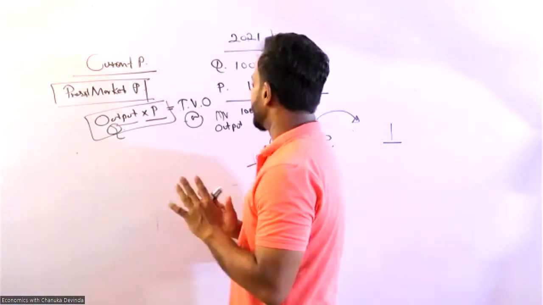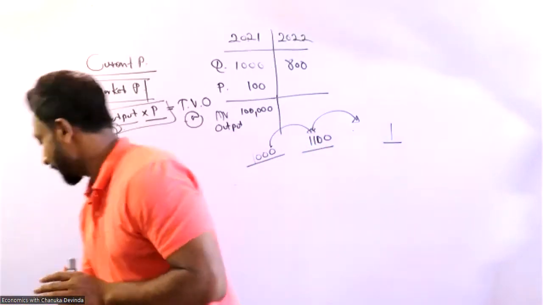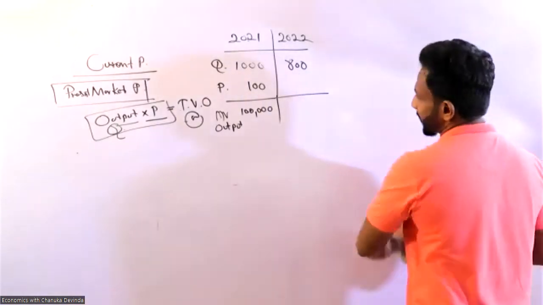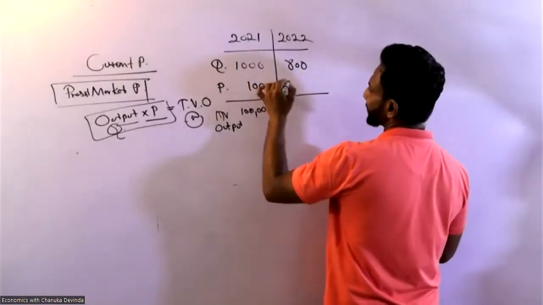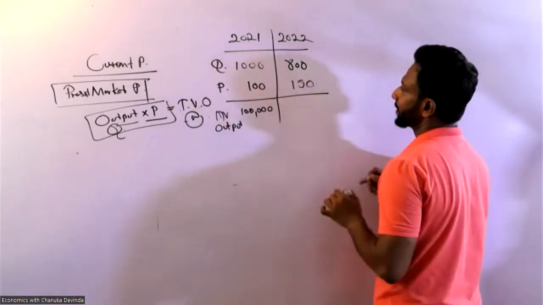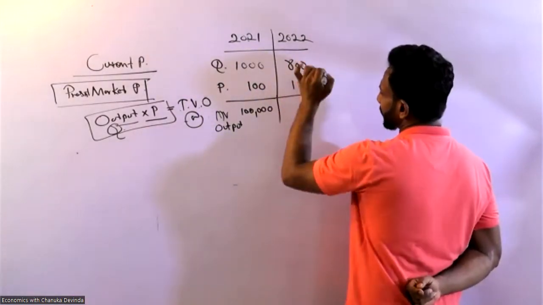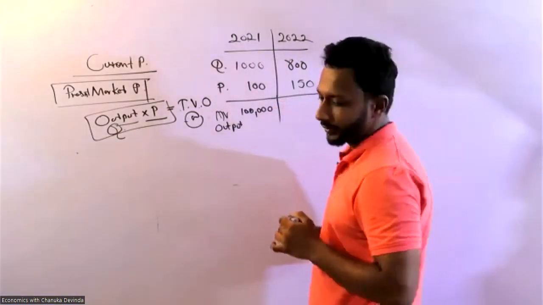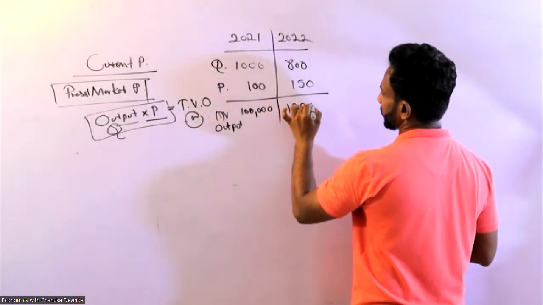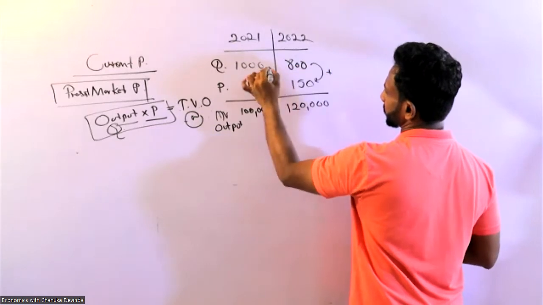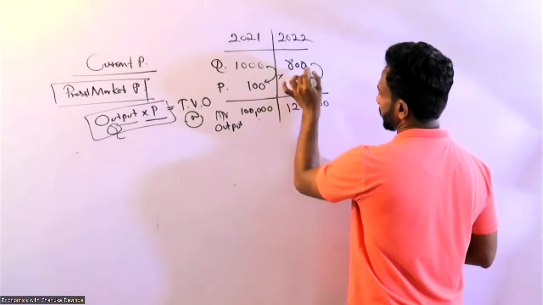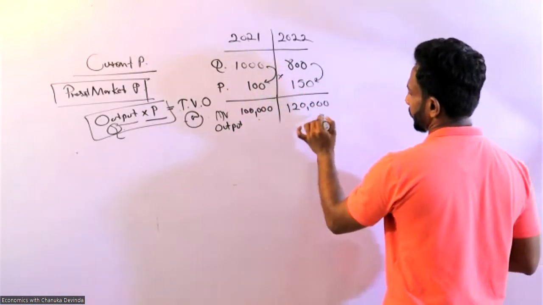Anyway, I just want to say the price has become like 150 this year, 2022, and when 800 is multiplied by 150, it is 120,000, compared to here 100,000. 80,000 plus 40, yes, 120.